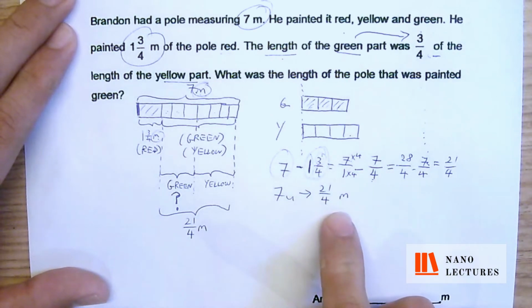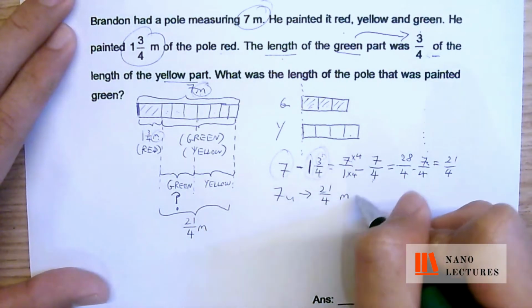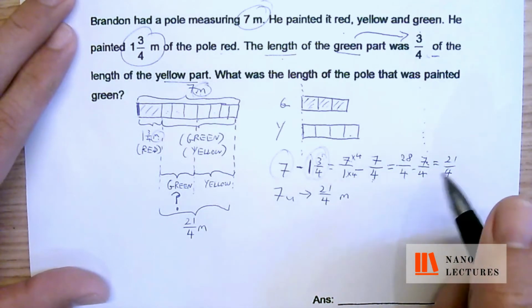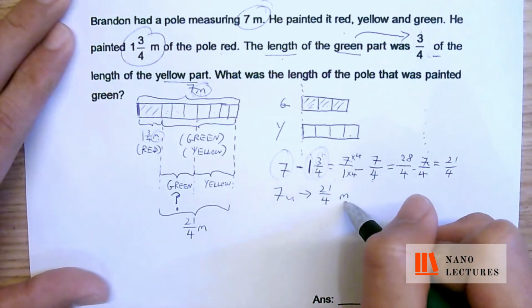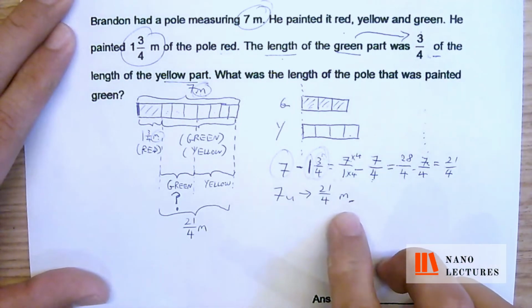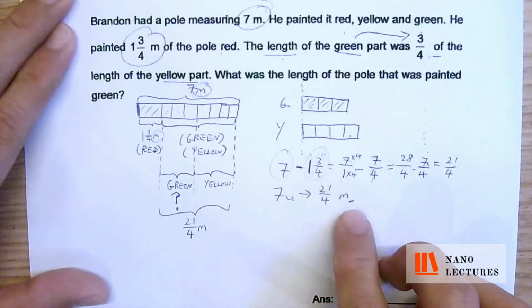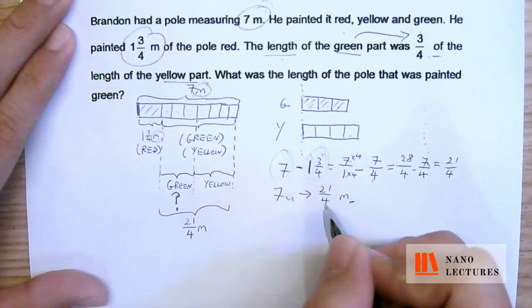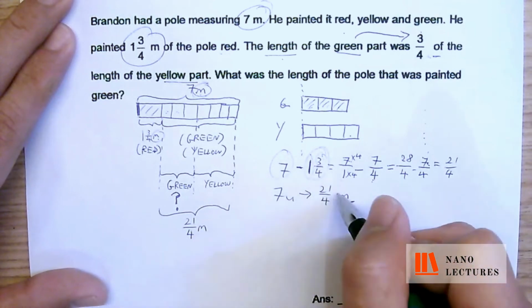Sometimes the teacher will say, during working, no need to write the units. Okay, but not every rule is ironclad. In this case, why did I write my unit? It's actually to help the kid, again, to visualize. Right now, we are talking about 21 over 4 meters. Sometimes if you just give them the number like this, they cannot visualize. So it's not good for them. Now we have 7 units, arrow, 21 over 4 meters.